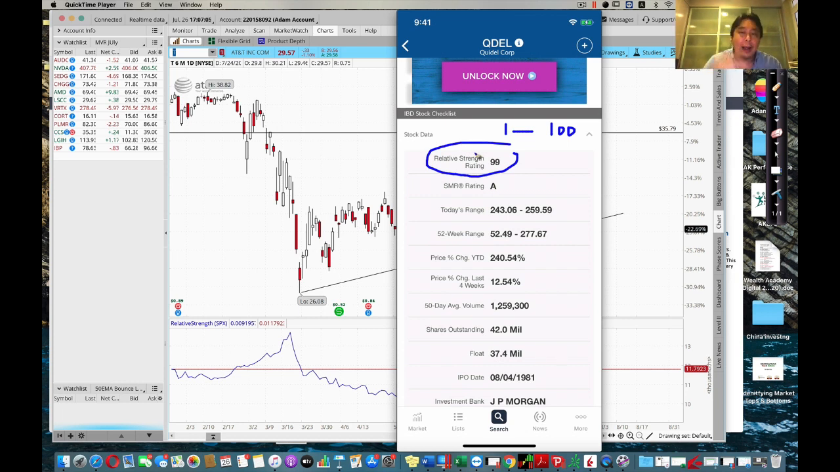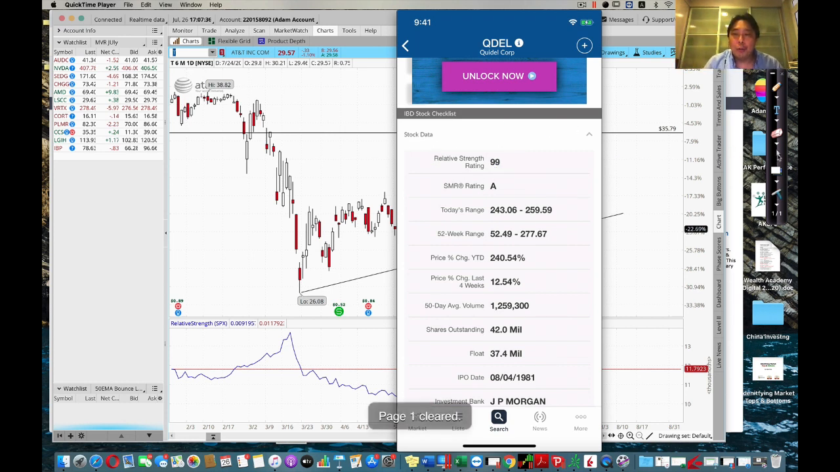So for me, I only trade stocks for short-term trading with a relative strength of 80 and above. So what does 80 and above mean? If the stock has a relative strength of 80, it means that it's in the top 20% of all the stocks in the market. It's outperforming the other 80%. Hence, an 80 RS rating would be the minimum, but the higher the better. So 99 is the best of the best.